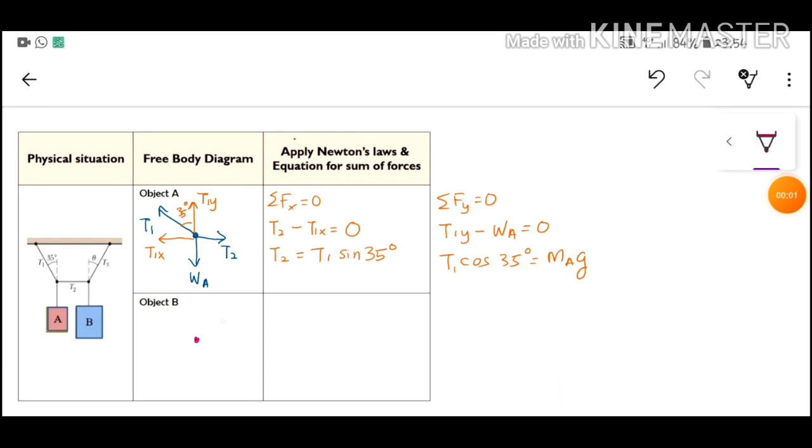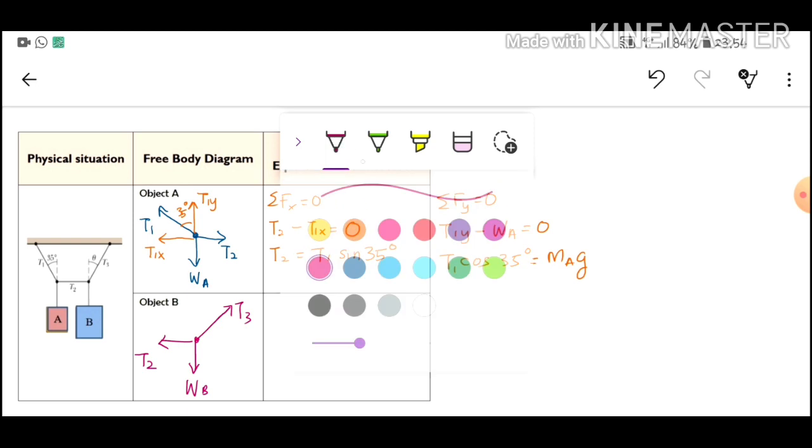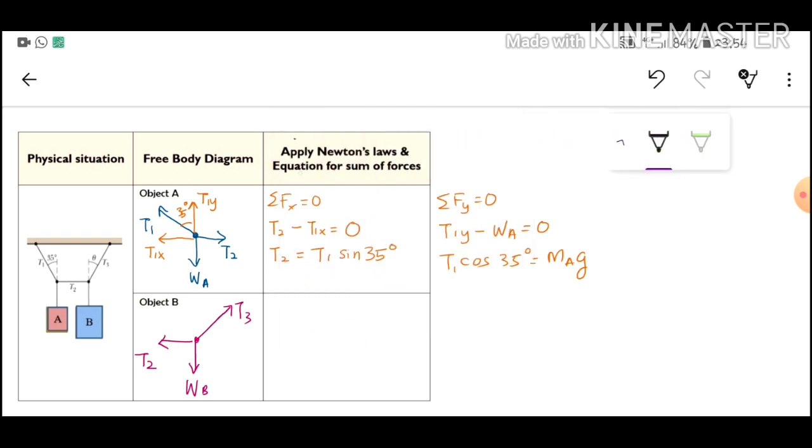For object B, the forces exerted are Wb, T3 and T2. T3 is not along the y or x axis, so we need to resolve T3 into the y and x components with the angle of theta.